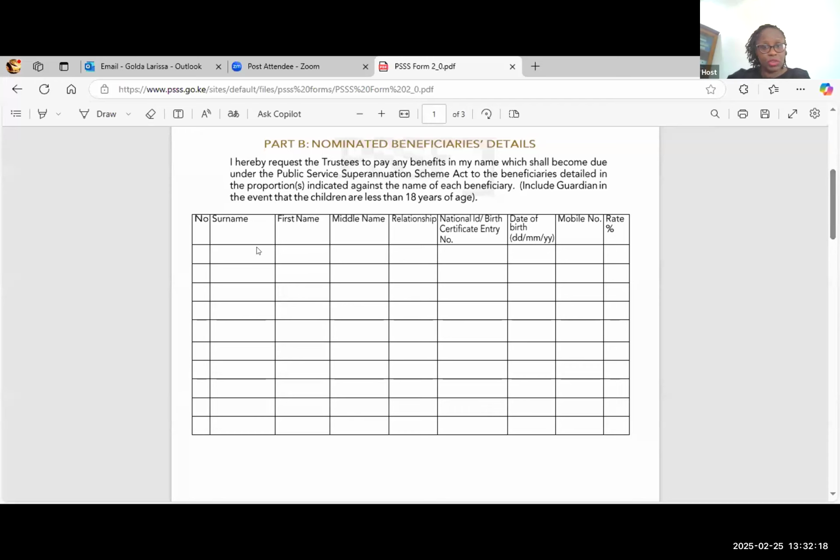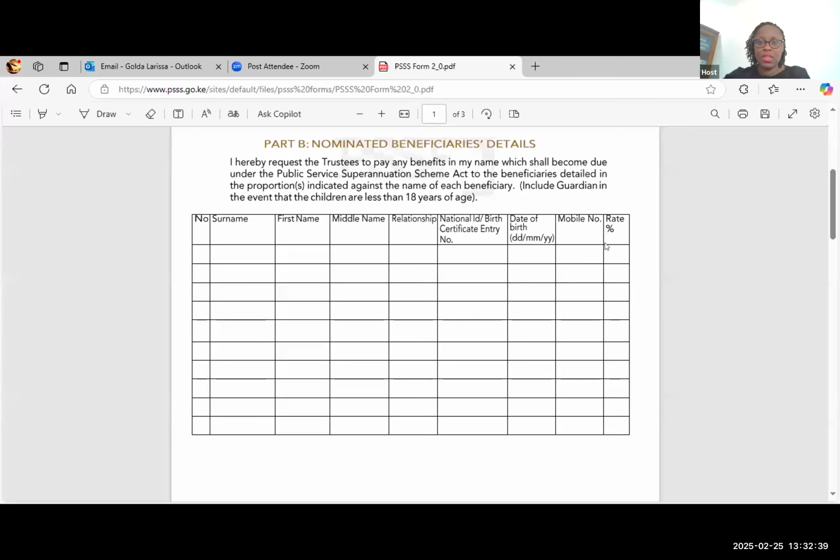So you'll put your spouse, for example, if that's what you'd like to happen, you'd put their details. What is the relationship? Is it a wife or a husband? We require the national ID number so that we can confirm that this person is who you said it was, and their mobile phone number in case we want to get in touch with them at the point that you're not there.